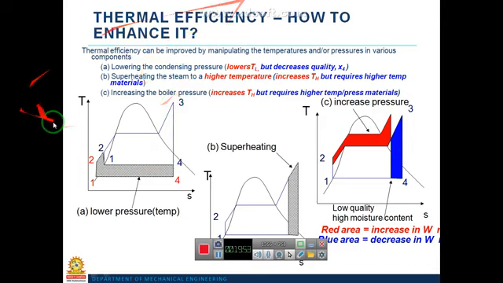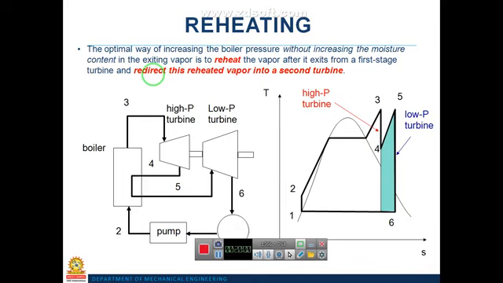These are the three main points that you need to do. How can we do this? Generally there are four methods: reheating, regenerative feed water heating, binary vapor cycle, and the water extraction method. First we will see each method one by one. First is the reheating method.